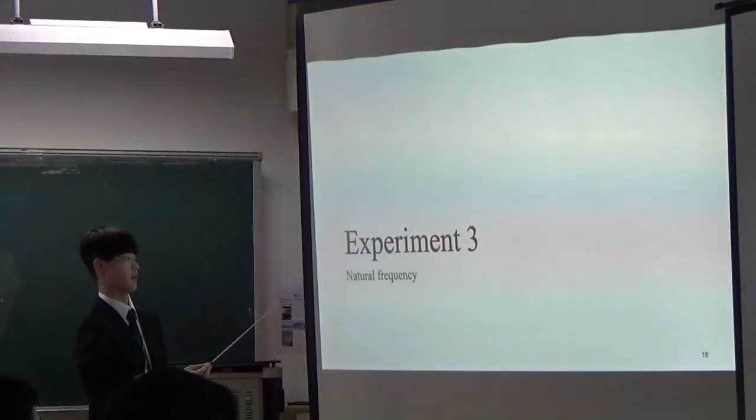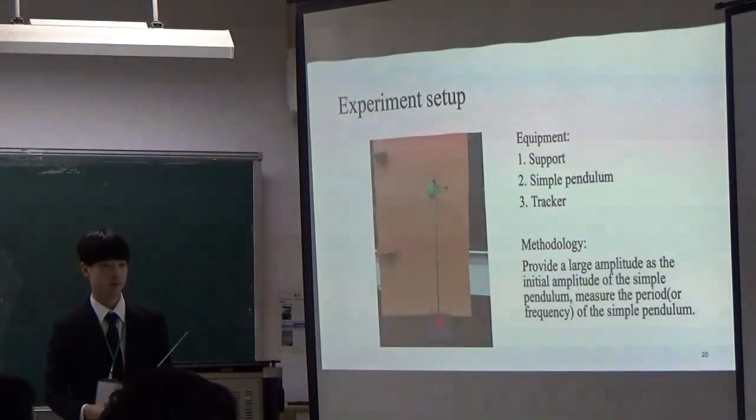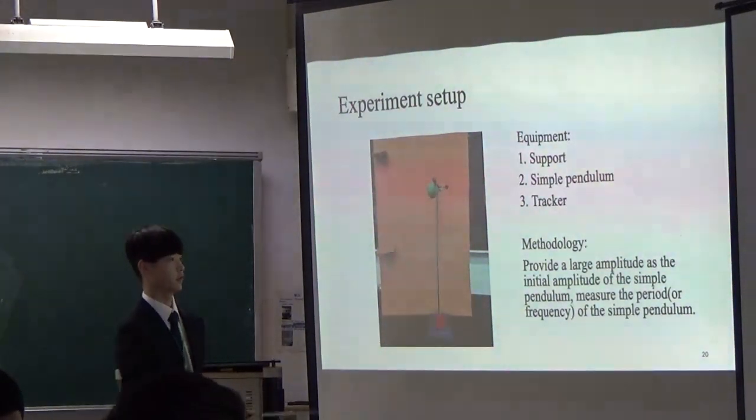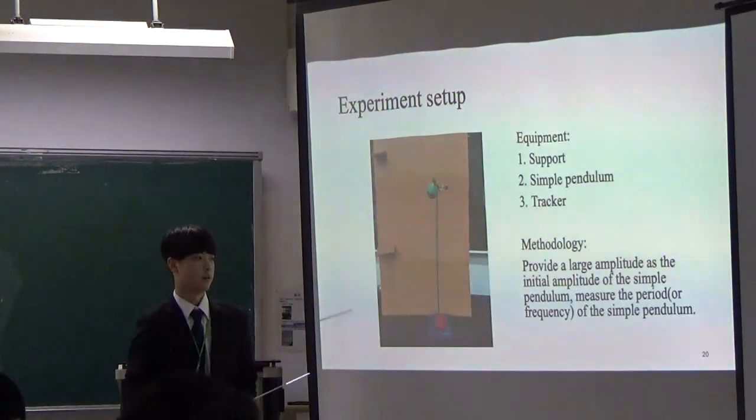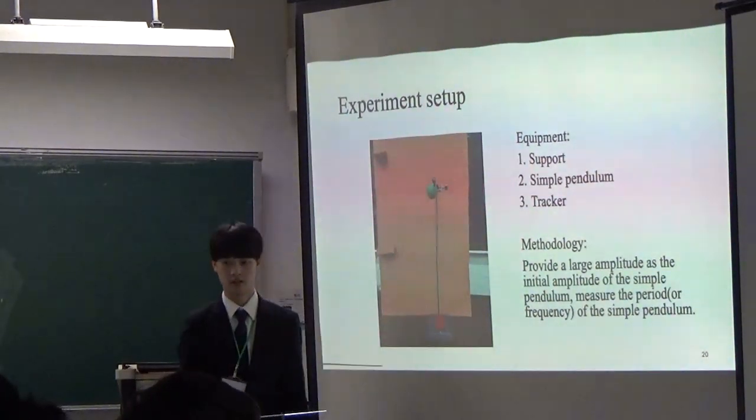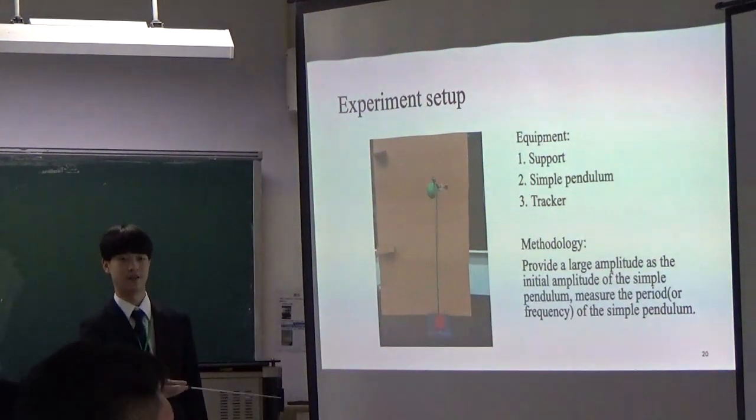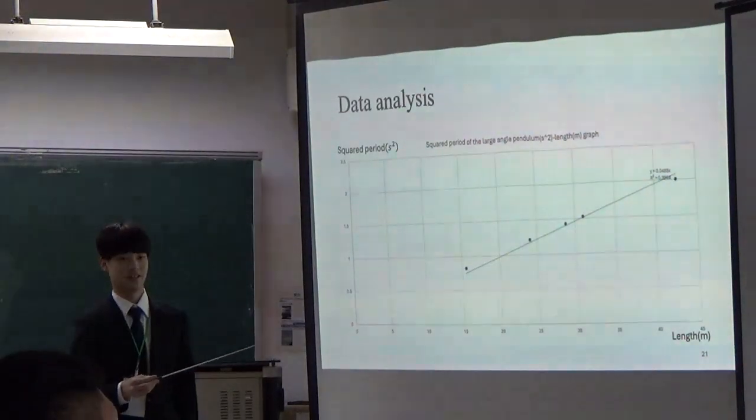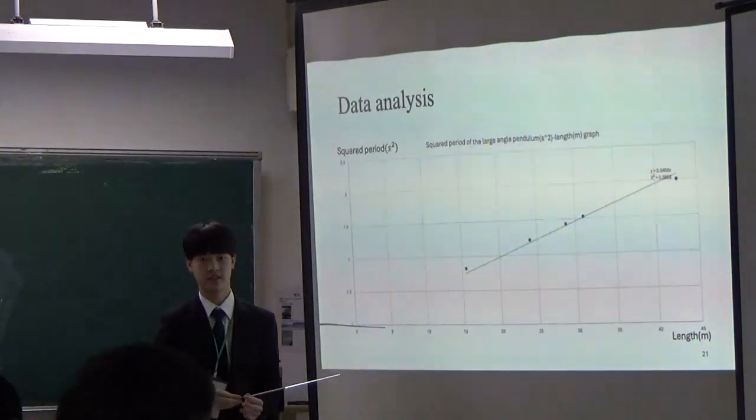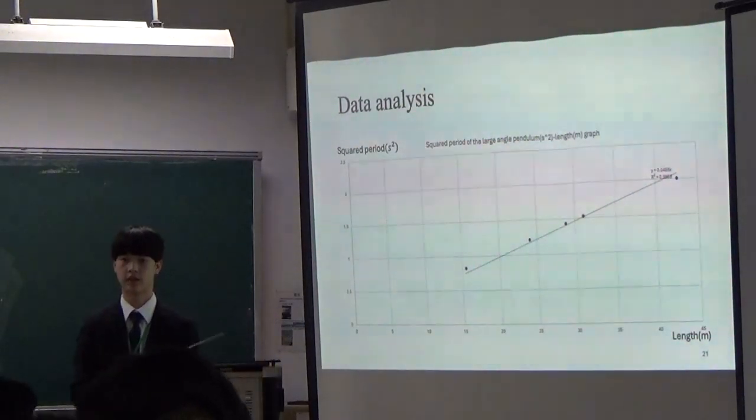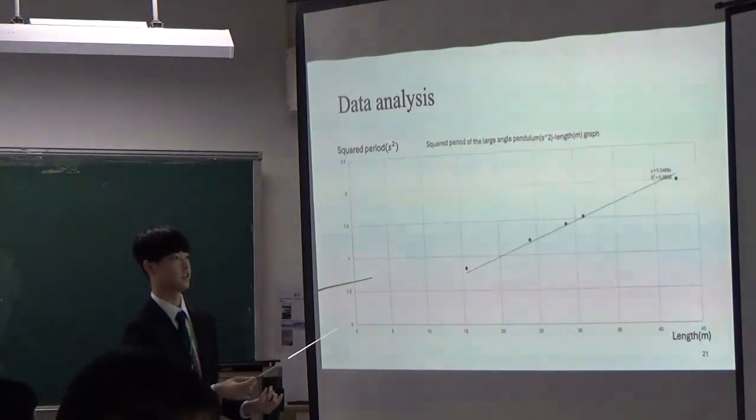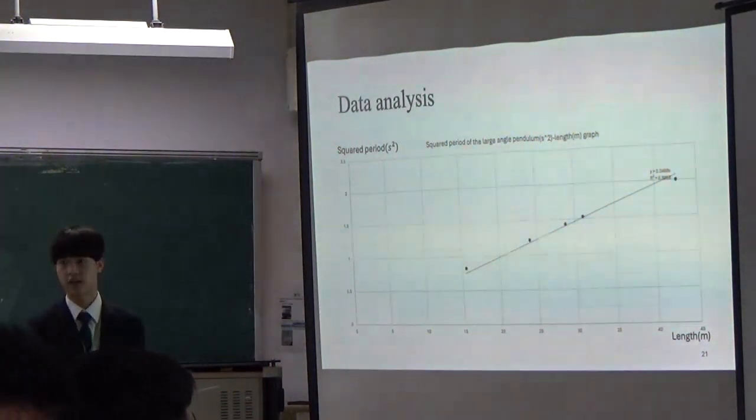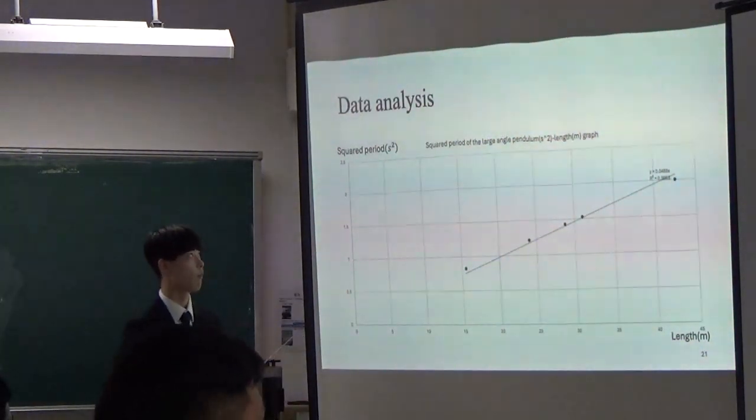Here's the third experiment. In this experiment, I would like to measure the natural frequency, which plays a critical role in the resonance. This is the equipment, and the method is quite simple because it is similar to a simple pendulum, except the angle is very big. Though it should not be linear in the theory, because we cannot use the small angle approximation, I still get a very clear correlation, and from this I can do further research with the natural frequency.